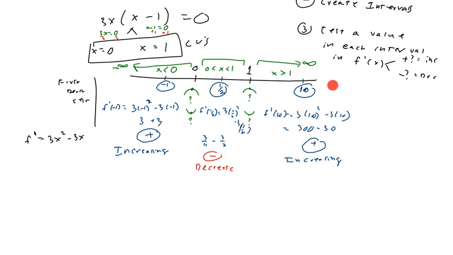Guaranteed. Because the only place the signs change is at these critical values of 0 and 1. That's where the change is going to happen. Everything over here is going to be consistent in these sections. And so I got to figure out, well, what is happening in this section? That section is an increasing section. This section is a decreasing section, and that section is again an increasing section.